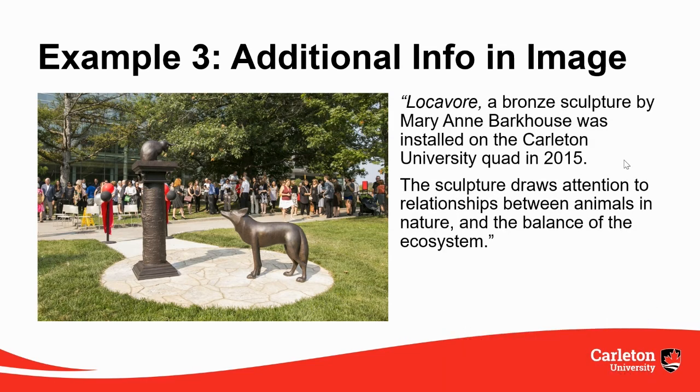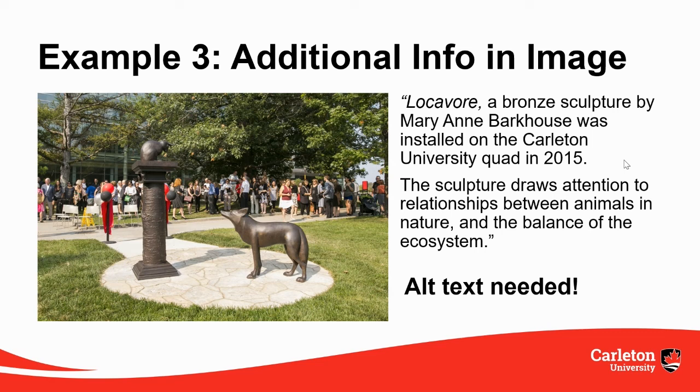The surrounding text reads, "Locavore, a bronze sculpture by Marianne Barkhouse, was installed on the Carleton University quad in 2015. The sculpture draws attention to relationships between animals and nature and the balance of the ecosystem." In this situation, the image provides additional relevant information to the text, namely how the sculpture depicts relationships between animals. Therefore, alt text containing this information needs to be added.